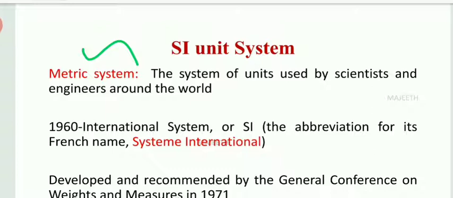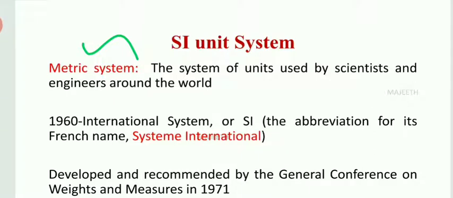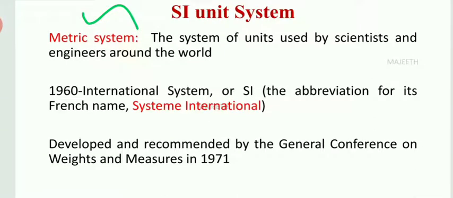When it was changed in 1960, the metric system was officially changed into SI unit. SI means Système International, a French phrase. In English, you can say International System. So before that, the name was metric system. In 1960, it was changed into SI, right?